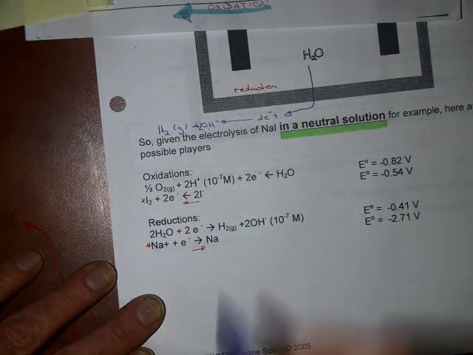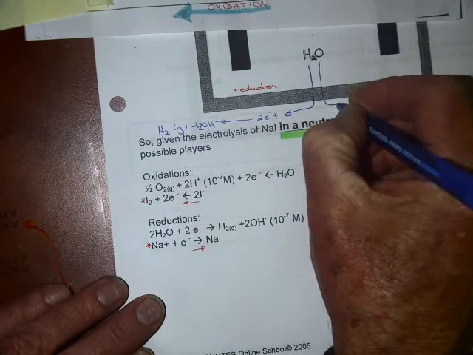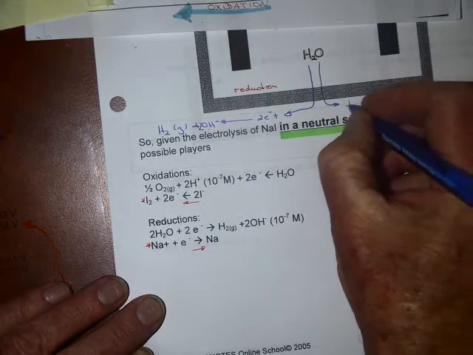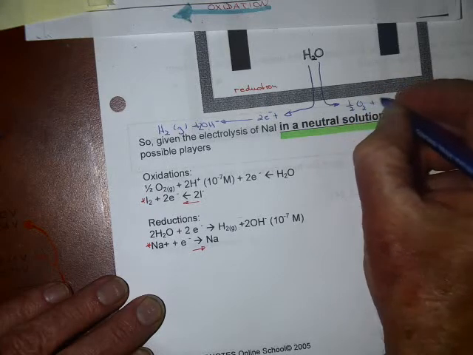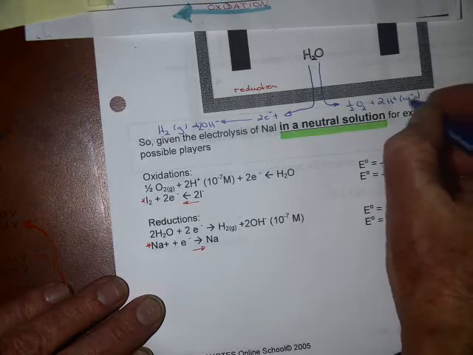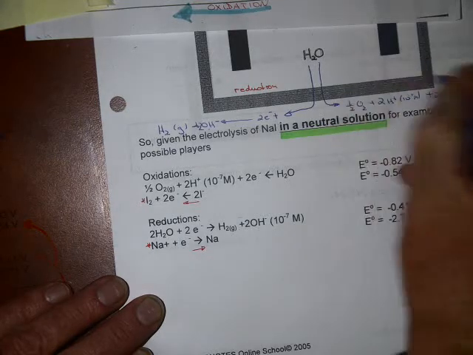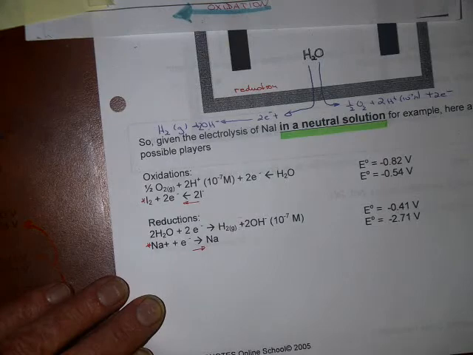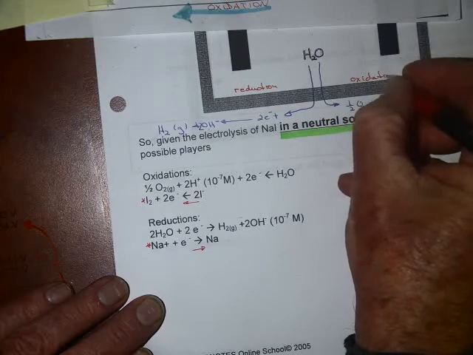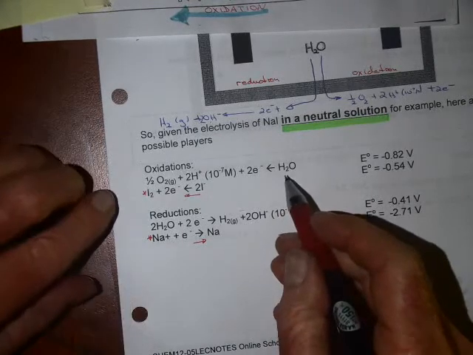The other thing that can happen is oxidation. So this could go to 1/2 O2 plus 2H+ plus 2 electrons. This is all at 10 to the negative 7 molar, which means that it's just neutral. This is the oxidation form. So the oxidation form, I've done it down here.